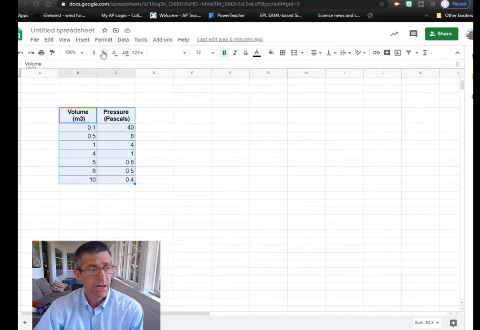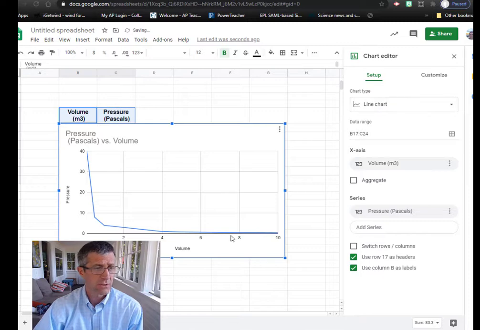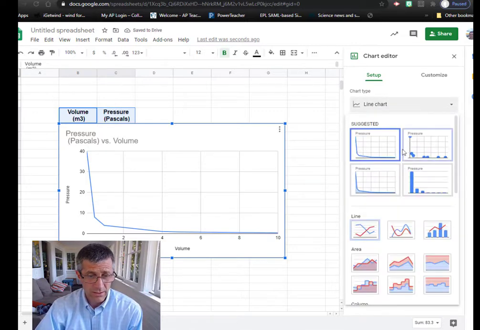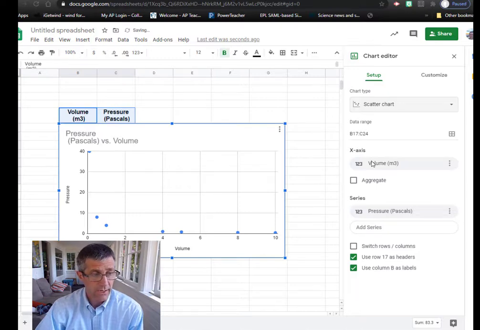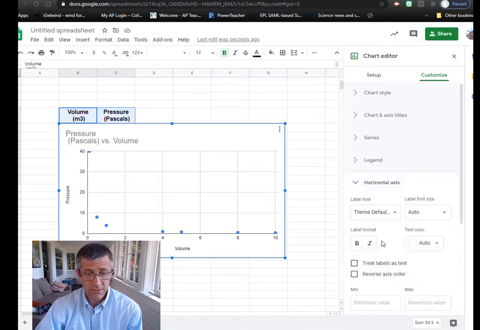First thing I'm going to do, I'm going to highlight that. I'm going to insert a chart, and then my chart is going to be the wrong kind. I don't want a line chart. I want a scatter chart. I'm going to check my x-axis is correct. I wanted volume on the x-axis, sure. And my y-axis or series is pressure. That's correct. I'm going to check to make sure they didn't mess up my horizontal axes, so it's not treated as a label. I'm good.